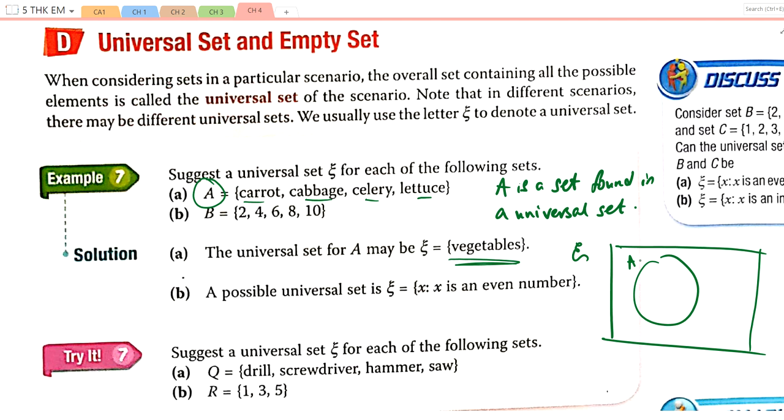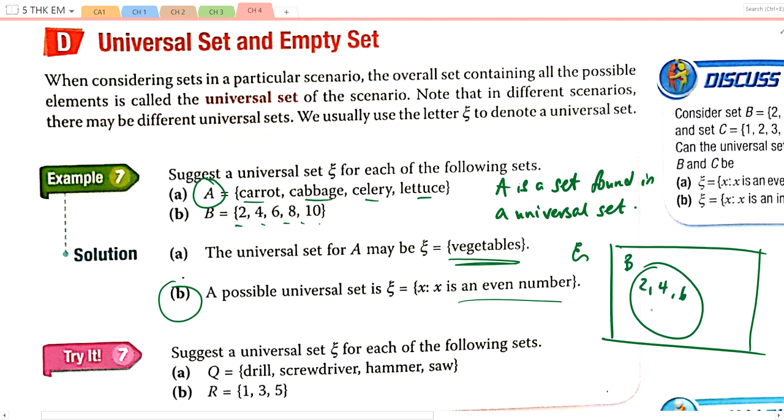Okay, and for B, we've got elements 2, 4, 6, 8, 10. So the universal set could be even numbers. And we've got set B being 2, 4, 6, 8, 10. So a representation could look something like this: 2, 4, 6, 8, 10. Then we've got other even numbers which are not found in set B, for example 12, 14, 28, so on and so forth.